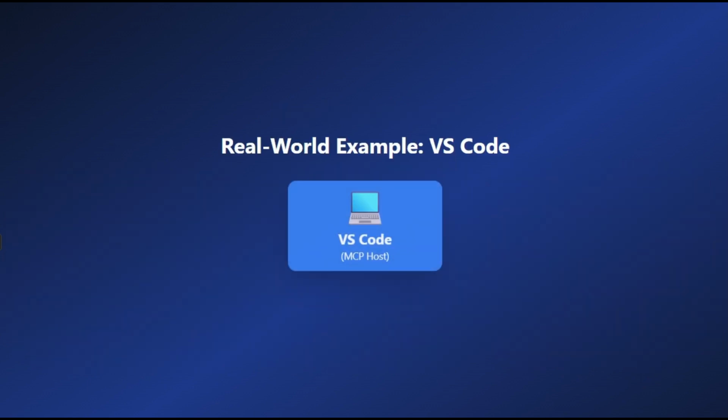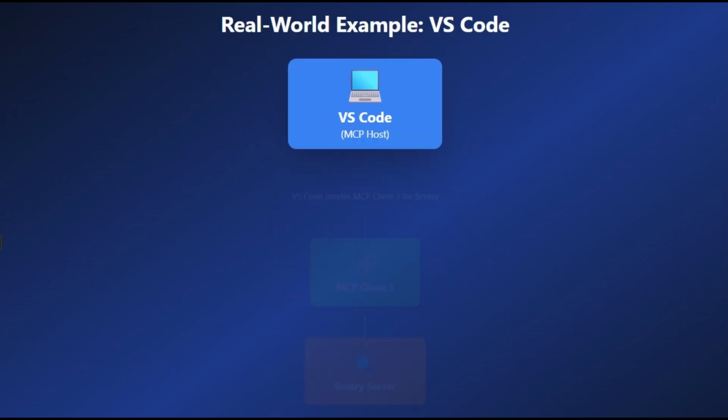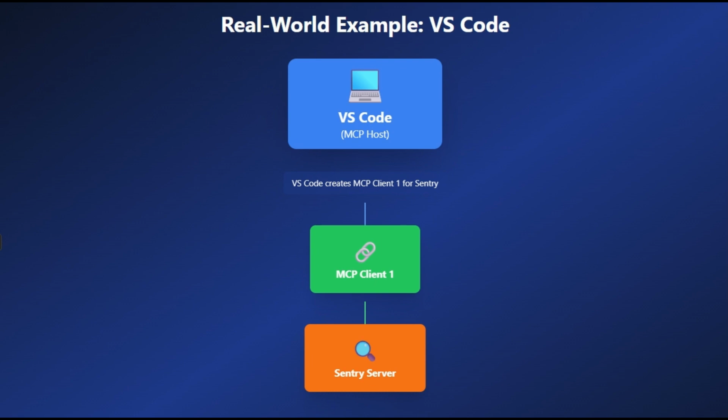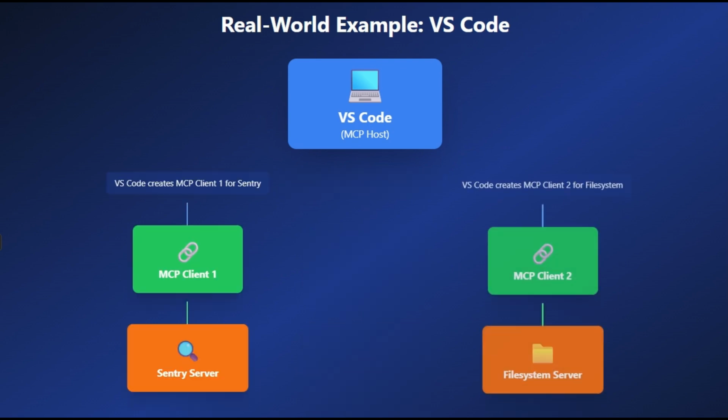Let's see this in action with Visual Studio Code. VS Code acts as the MCP host. When it connects to the Sentry MCP server, the VS Code runtime creates an MCP client object to maintain that connection. When VS Code then connects to another server, say the local file system server, it instantiates an additional MCP client object. Each connection gets its own dedicated client.